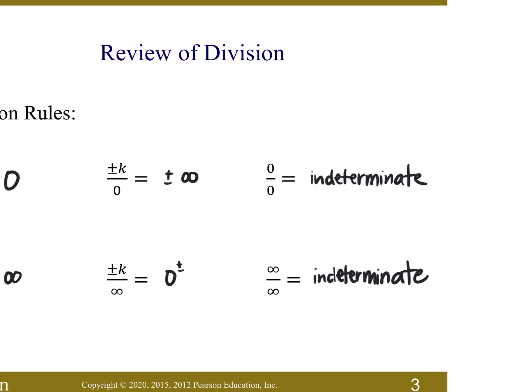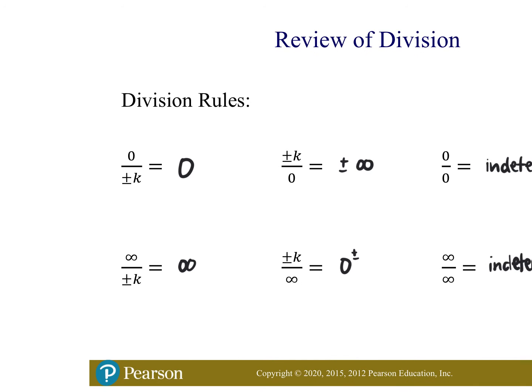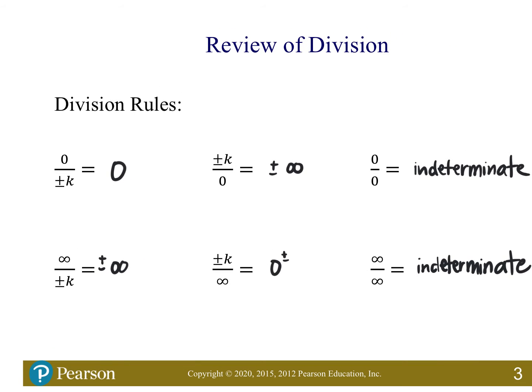Yes, Catherine? For infinity over plus or minus k, the infinity in the numerator doesn't change from the plus or minus in the denominator? Yeah, so we should be careful about that. If you've got two negatives, it'll end up being a positive. If you have one of each, it'll end up being a negative. Okay, thanks. Divided by 0, the other way around, that's another indeterminate form. But we're only going to focus on the ones that are the same as each other for now. Okay?